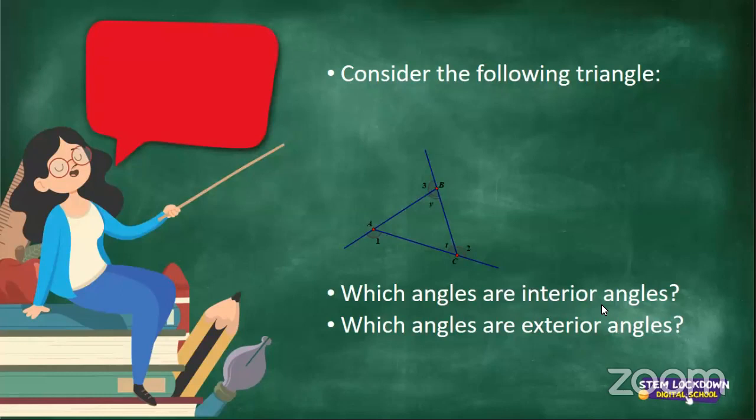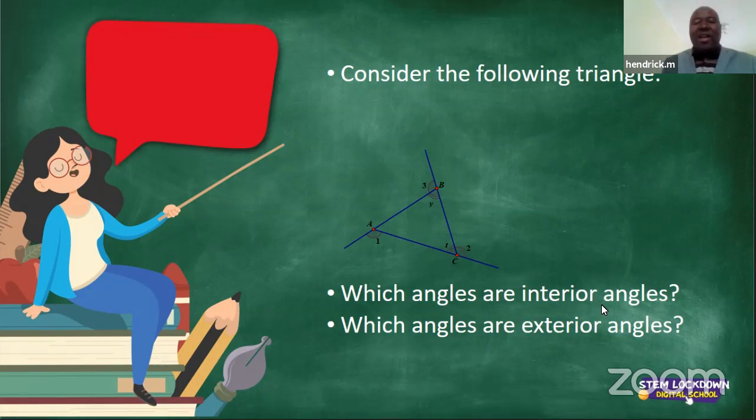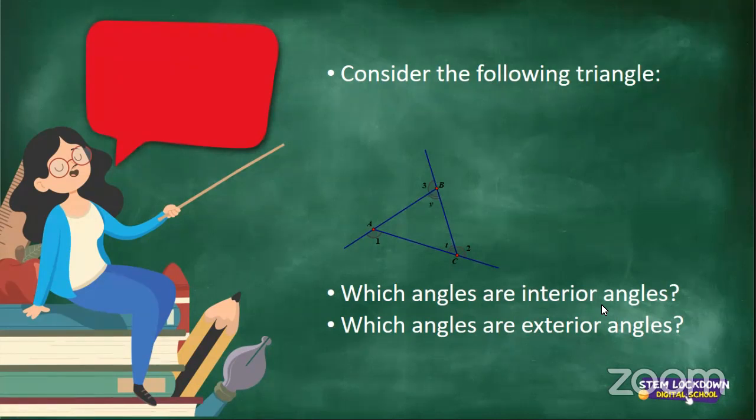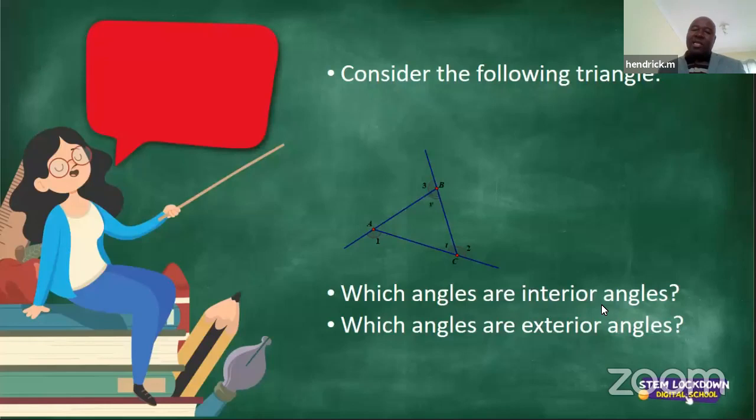Sorry, it's Lauren. Is it Lauren? Oh, I thought it was Katleho. Thank you very much indeed, Lauren. Lauren, you have the correct answers there. C2, B3, and A1 are exterior angles.